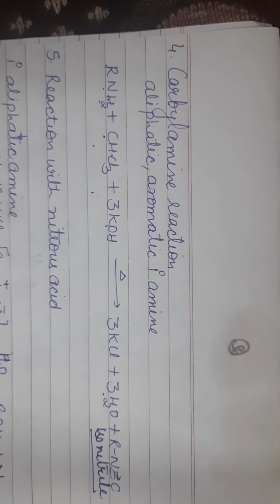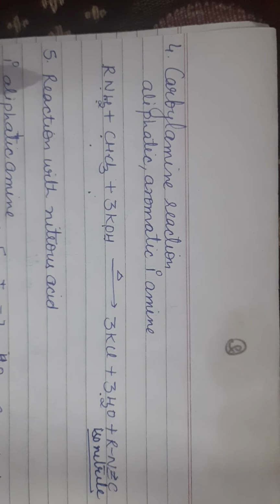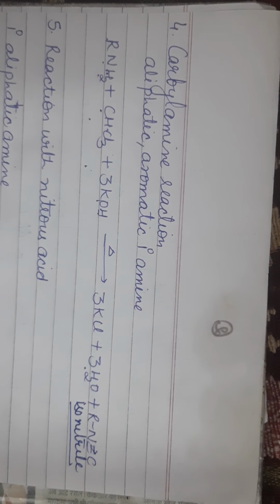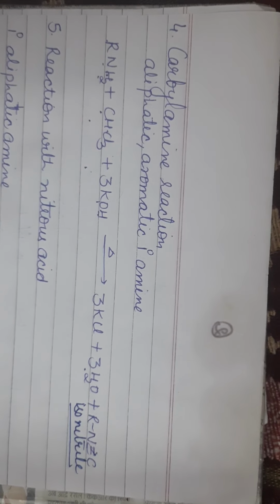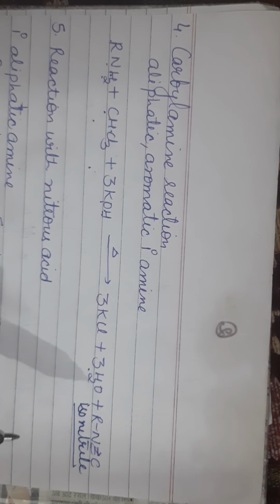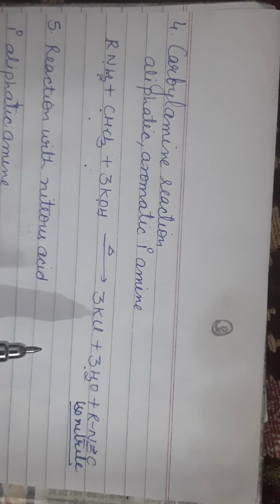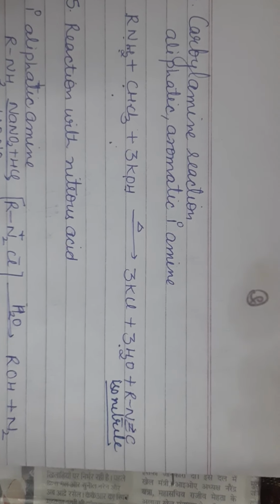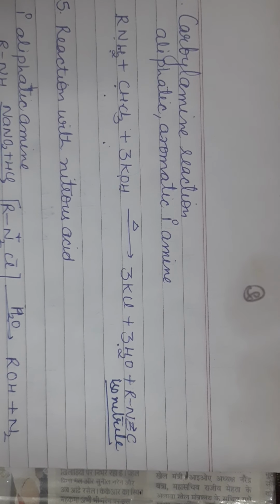So we can say that primary amines, that may be aliphatic, that may be aromatic, on reaction with chloroform in the presence of potassium hydroxide or sodium hydroxide, give alkyl isonitrile compounds, KCl and 3 water molecules. So this is the test by which you can distinguish primary from secondary and tertiary amines.